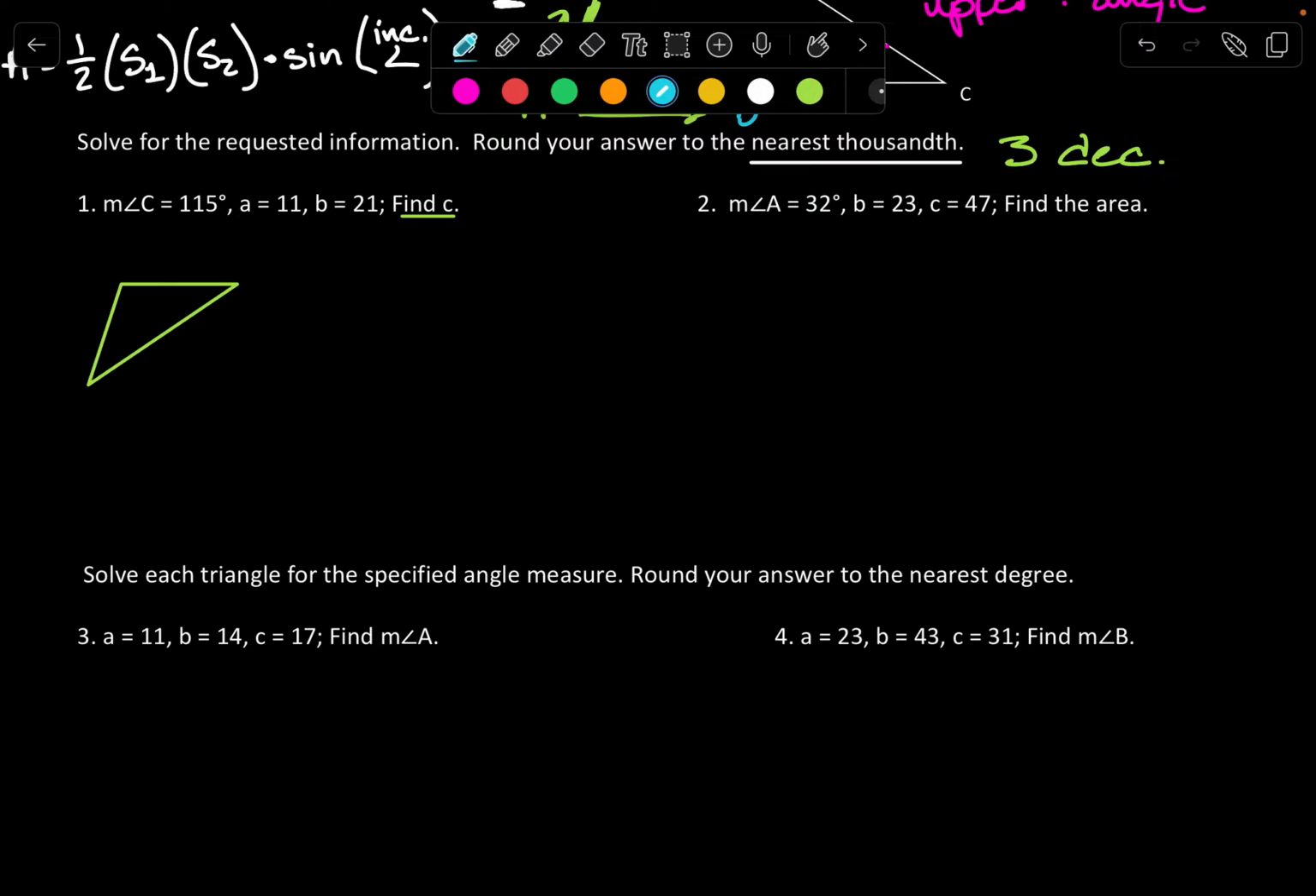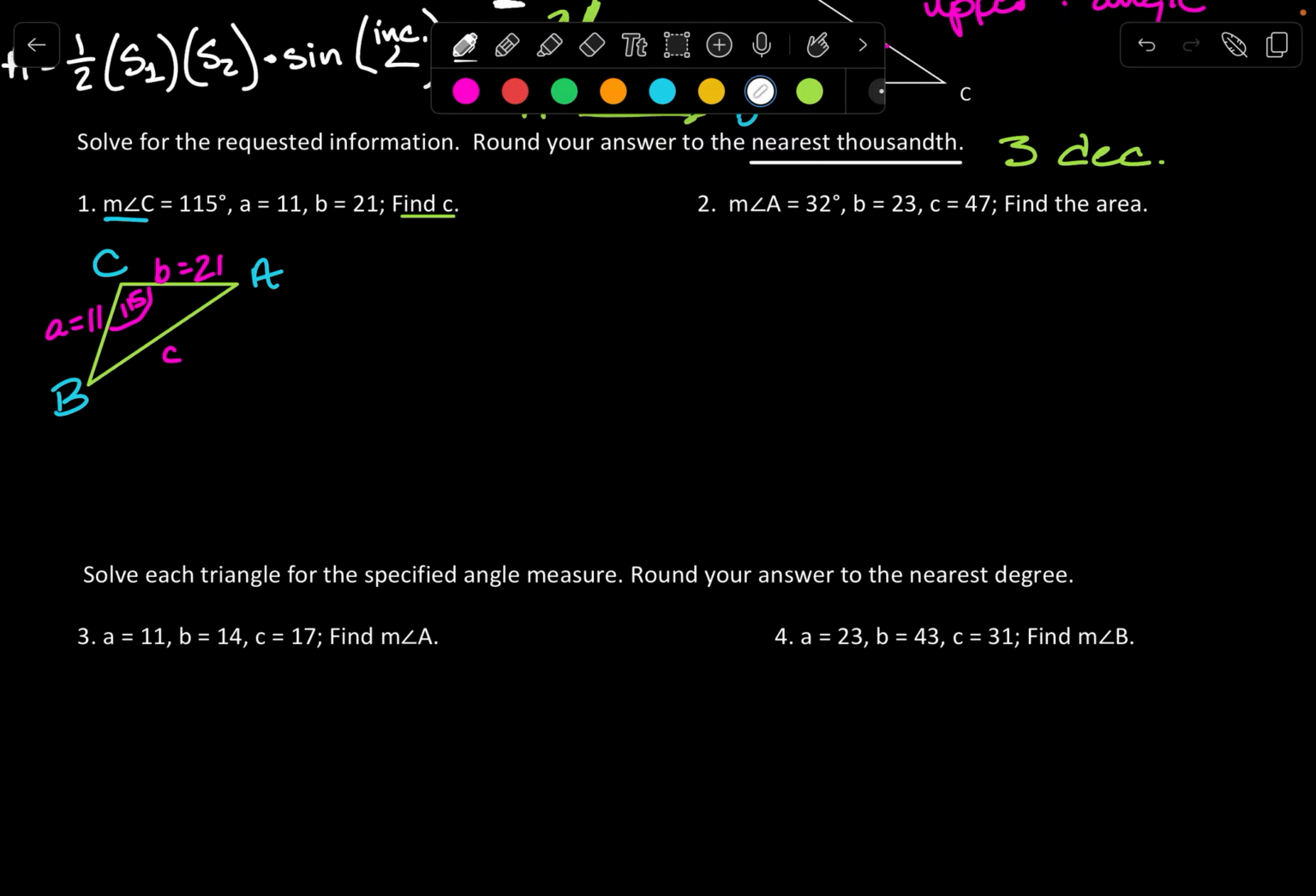Next, you just label it A. Let's make that C because in the problem we're given C. So we'll say C, A, B, and then label what you know. Angle C is 115. Side c is across from it. Side b is 21, and side a is 11.